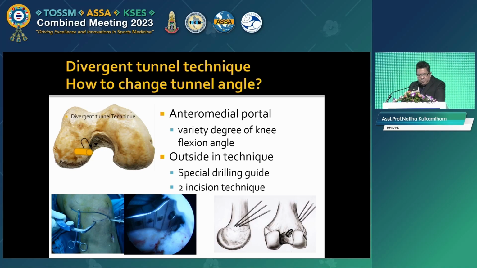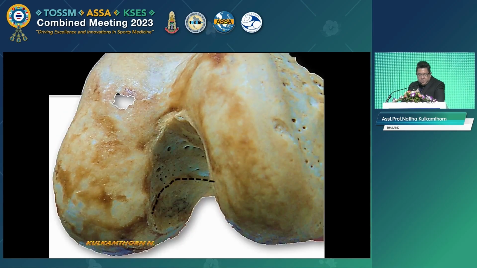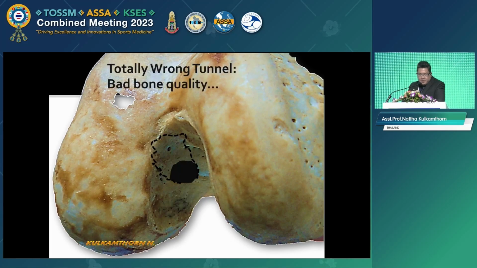Yeah, divergent, how you make a divergent tunnel technique. You change the knee flexion angle, or you use an outside-in guide to make a new tunnel. So if you have a totally wrong tunnel, it's very easy. You make a new one, or you can make a double bundle revision. And if you have a totally wrong tunnel but bad bone quality, you can put in the graft, or you put the stack screw in the previous one and make a new tunnel.